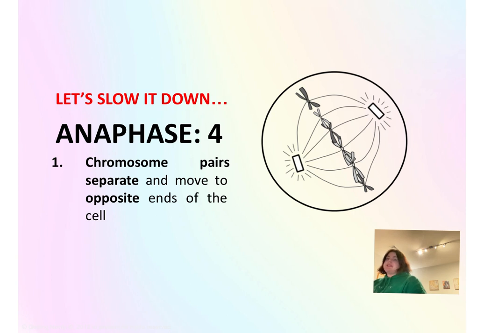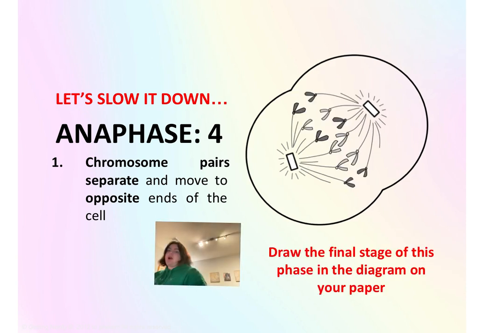In anaphase, the chromosome pairs separate and move to opposite ends of the cell. So here they are at the end of metaphase, which is lined up in the middle, so metaphase equals middle. And here they are in anaphase, where the chromosome pairs are separating and moving to opposite ends of the cell. Don't forget to draw this final stage on the diagram on your paper.